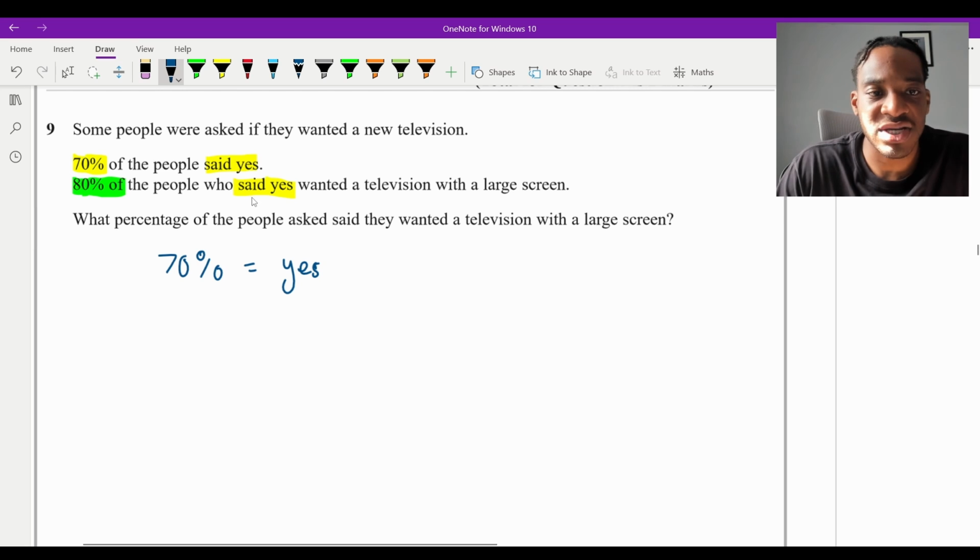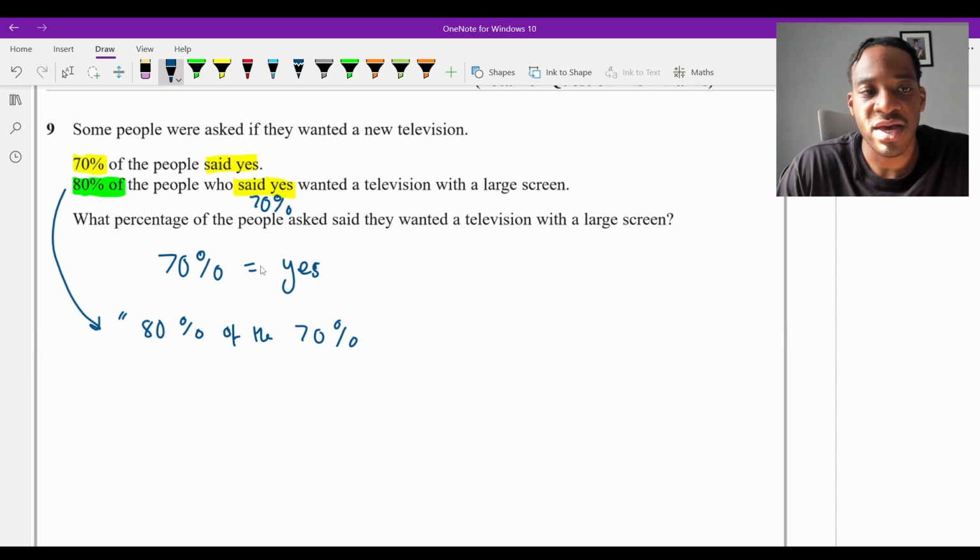And I'm gonna write 70%. So you can actually think of this sentence here as just saying 80% of the 70%. Because if you think about it, 80% of the people who said yes, well, there were 70% of people that said yes. So it's just a percentage out of another percentage. So it's just 80% of the 70%, in other words. And this is the people who wanted a large television screen.